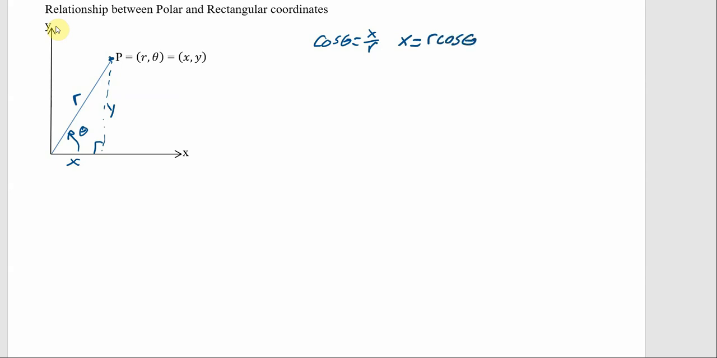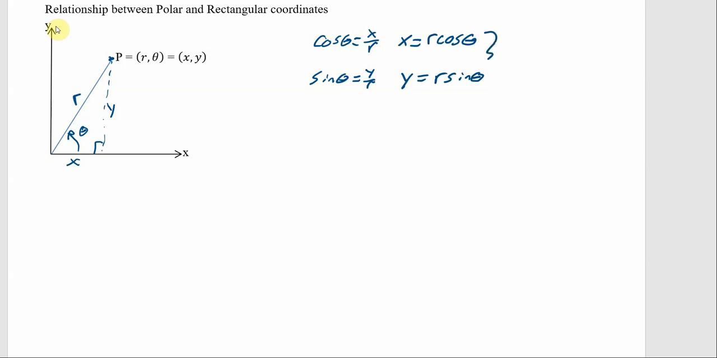I can do the same thing for the sine of theta, and the sine of theta is equal to y over r. Go ahead and multiply both sides by r there. We get y is equal to r sine theta. So x always goes with cosine, y always goes with sine. And this is pretty simple.